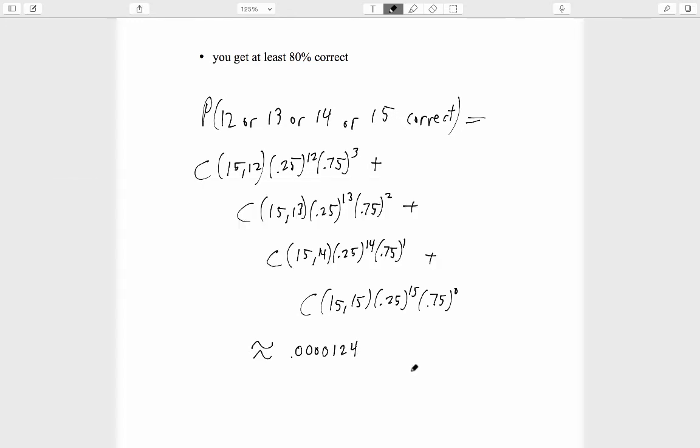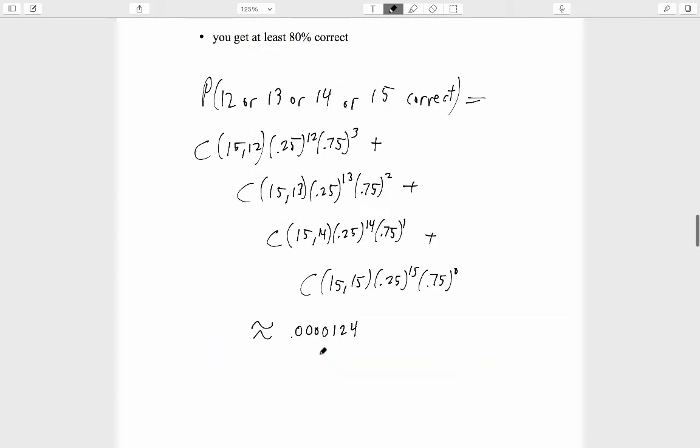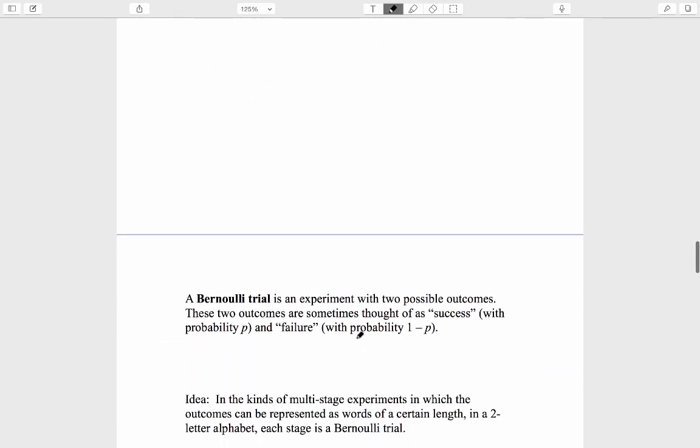0.0000124. The conclusion: if you're going to take a multiple choice exam with 15 questions, then you should study. Your chances of doing well just by guessing are not good. But here's another conclusion to this computation. Suppose you're the one designing the exam. Suppose you want to make sure that the exam is long enough that someone is not going to slip past you just by guessing. If you need 80% correct to get a good score, then 15 questions is apparently a long enough exam to make it very unlikely that someone could do well enough just by guessing.